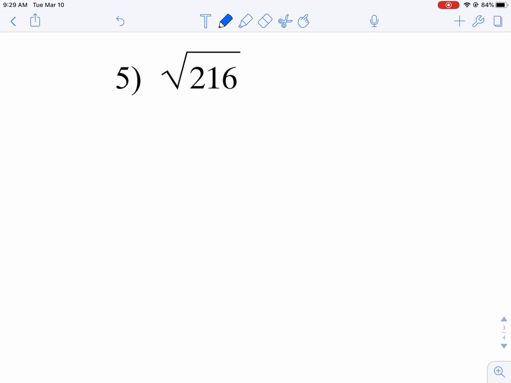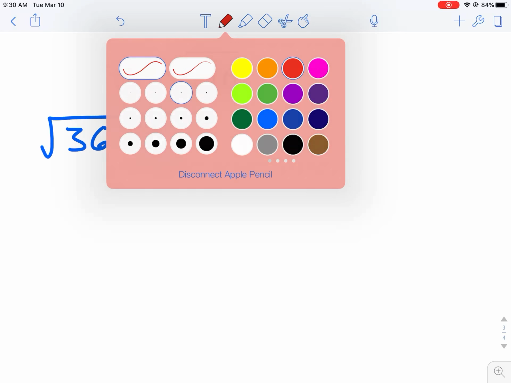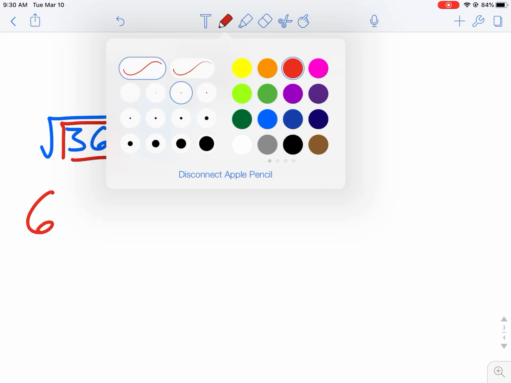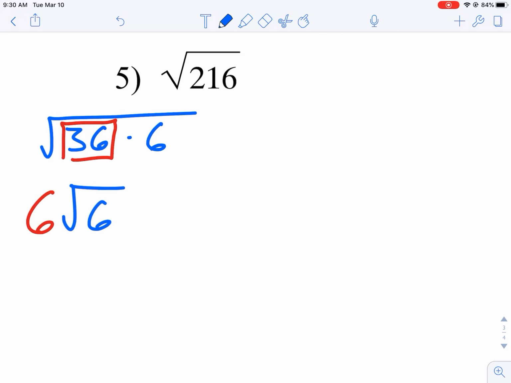Number 5, 216. So now we're getting into a little bit bigger problems. If I'm looking for perfect squares, 216 would be 36 times 6, and 36 is a perfect square of 6. So this gives me 6 square root of 6. Now, you might be saying, Mr. Epperly, I don't really know that 36 times 6 gives me 216. I'm not great with my multiplication tables.